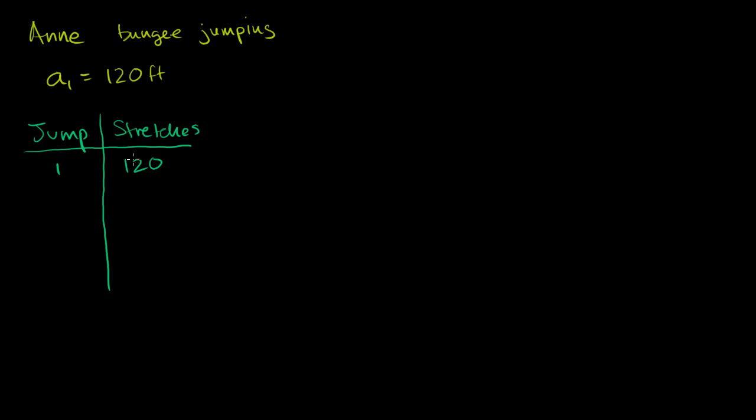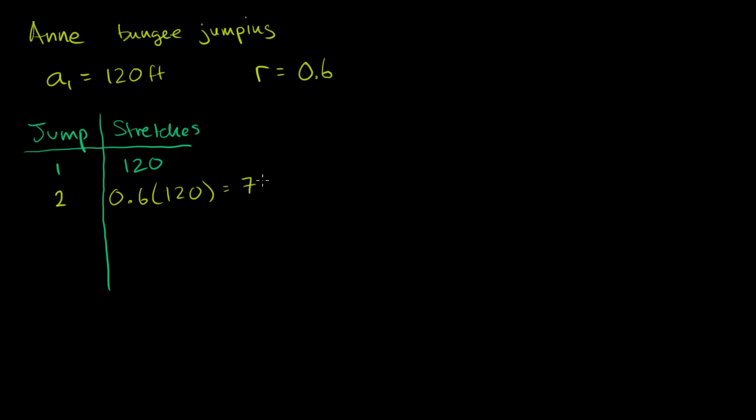Then it says on the next bounce, the stretch is 60% of the original jump, and then each additional bounce stretches the rope 60% of the previous stretch. So here the common ratio, where each successive term in our sequence is going to be 60% of the previous term, or it's going to be 0.6 times the previous term. So on the second jump, we're going to stretch 60% of that, or 0.6 times 120, which is equal to what?